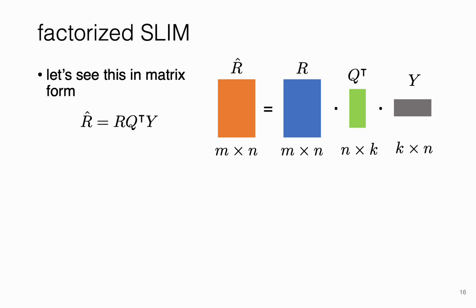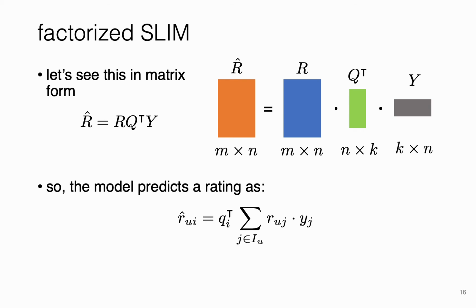So let's see what has changed with the factorized W matrix. The predicted ratings R hat is equal to the product of R with Q transpose and product with Y. Does this look familiar? Well, compare it with SVD++.